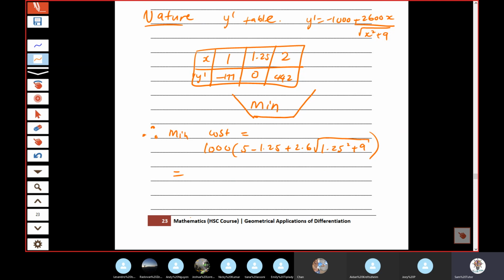So let's work out what it is since we're here now. Plus 2.6 root 1.25 squared plus 9 times 1,000. The minimum cost is a nice, on the dot, 12,200.